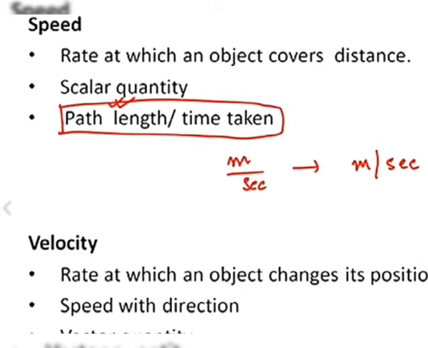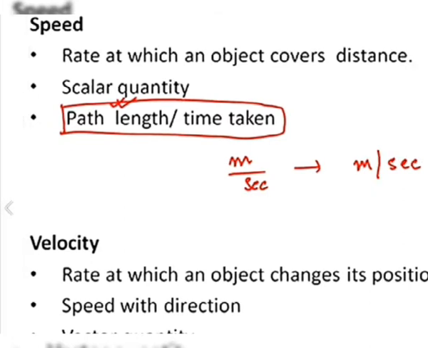Just as there is a difference between distance and displacement, similarly there exists a difference between speed and velocity. Speed is a scalar quantity, velocity is a vector quantity. Both have the unit meter per second. Speed is given by total distance covered divided by time. Velocity is given by total displacement divided by time.